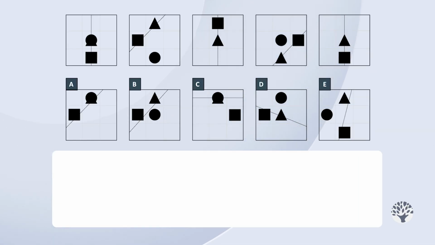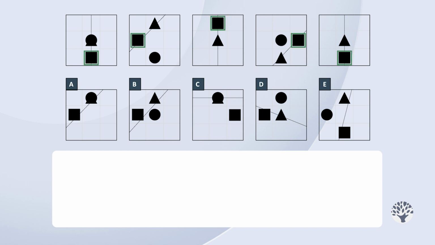We'll start by reviewing the frames at the top. We see that there's a black triangle, circle and square, and a line that connects some of them. Let's begin our analysis with the black square.